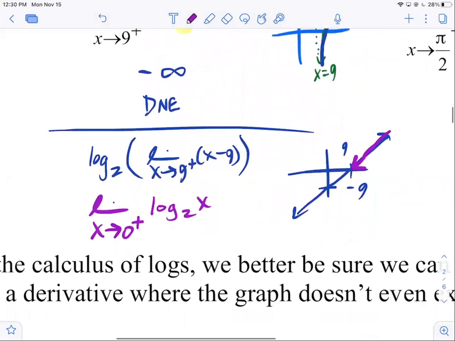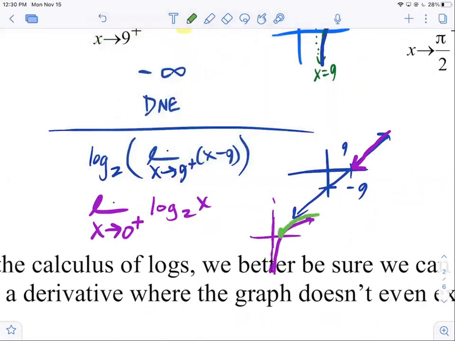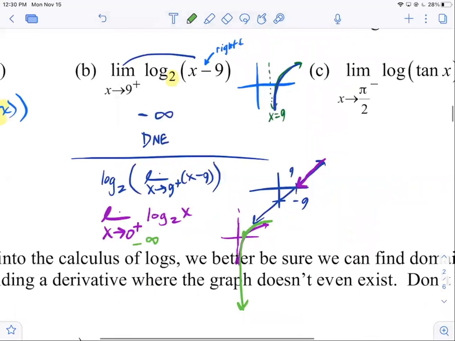Right? And now if you think what log base 2 of x looks like, without the shift, it looks like this. And as we approach 0 from the right-hand side, we're approaching what? We're going down to negative infinity. Right? So that's the other way to do it, composition. But you don't have to go to that extent.